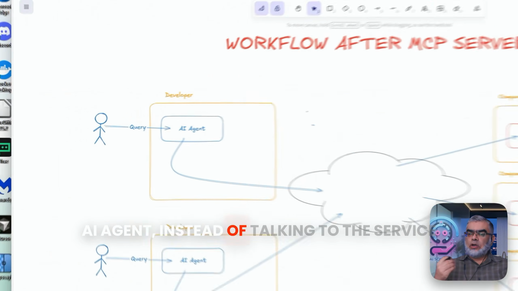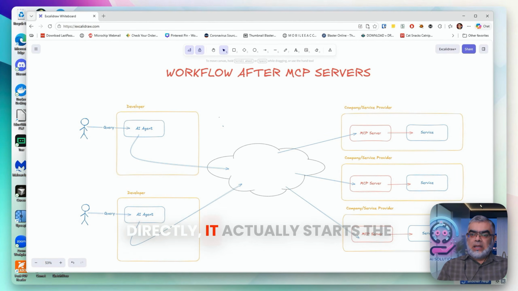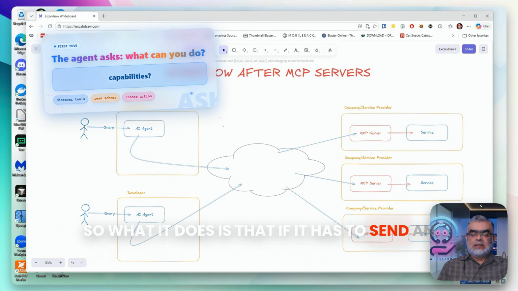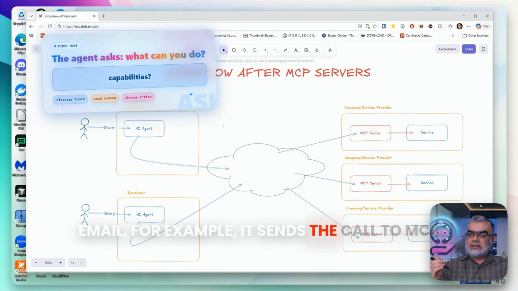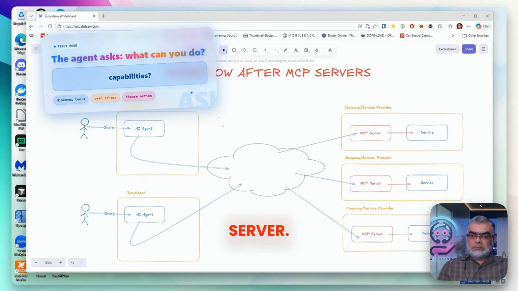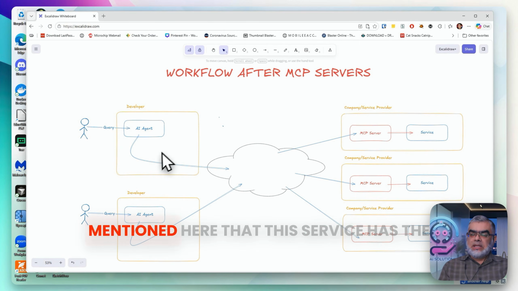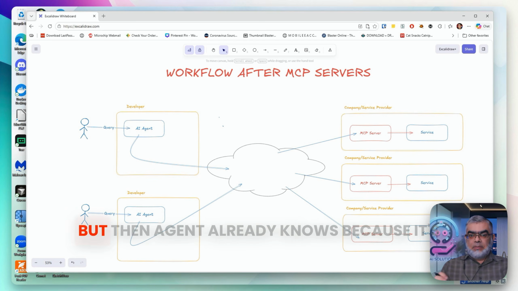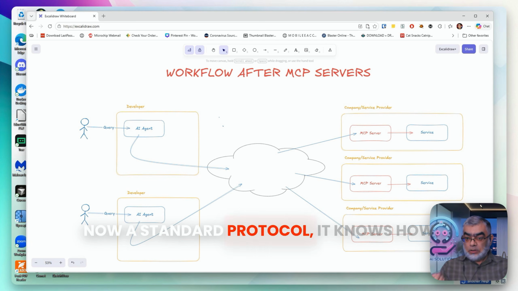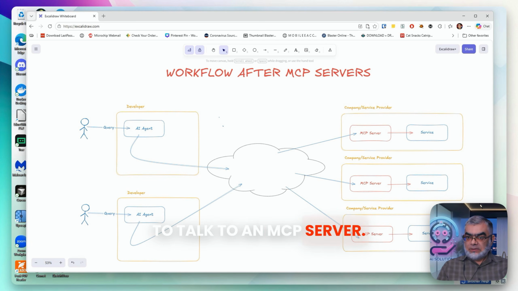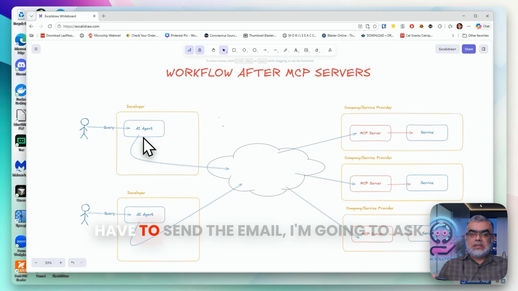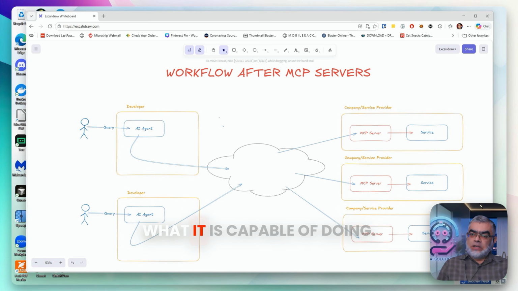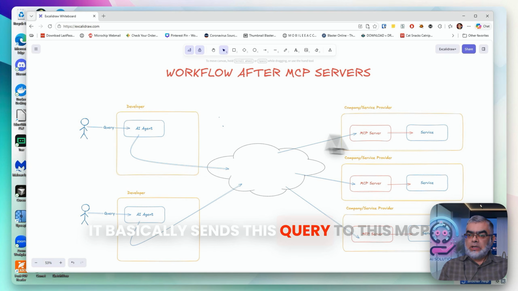The AI agent, instead of talking to the service directly, starts the conversation by talking to the MCP server. So if it has to send an email, for example, it sends the call to an MCP server. Of course, the developer has already mentioned that this service has the MCP server, and this is how you access that MCP server. That's all, right? But the agent already knows, because it's now a standard protocol, how to talk to an MCP server. First thing it does, the agent says, okay, I have to send the email. I'm going to ask this particular MCP server to let me know what it is capable of doing. So it sends this query to the MCP server.